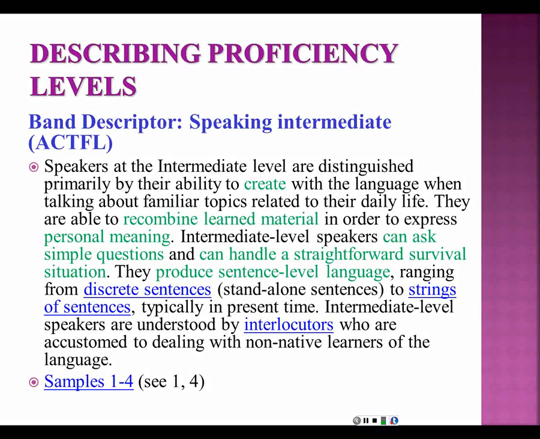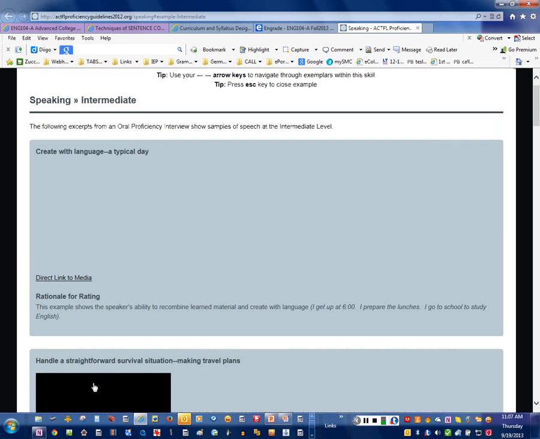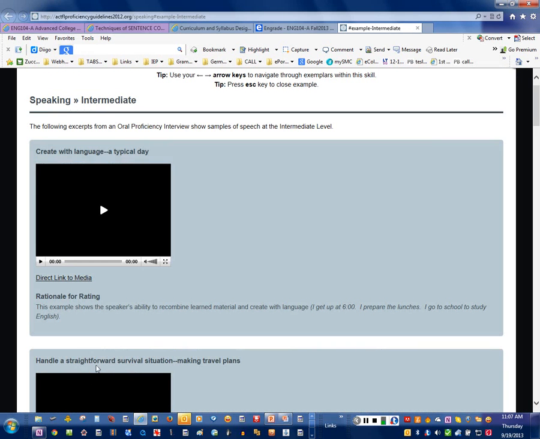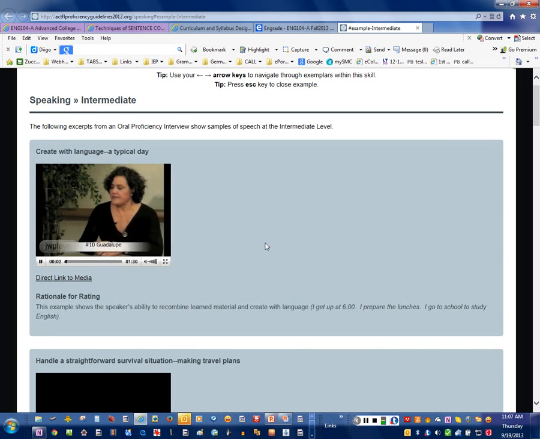So very important here, you have what are called can-do statements in this descriptor, what these learners are able to do, what they can do. So let's look at one sample here. You may go and listen to that yourself, but as you can see, the link leads to 4 examples, and I'm just going to start playing the first one here, but you may listen to it yourself.